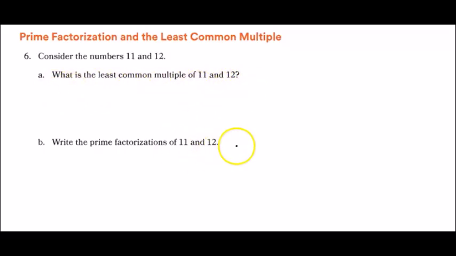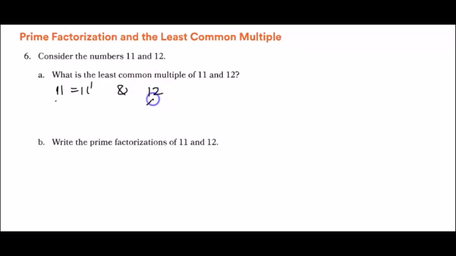When you get into bigger numbers, it gets a little more complicated. So the list of multiples of 11 would be 11, 22, 33, and the list is going to get long. So the easiest way to do this is to look at the prime factors. 11 is prime, so it's 11 to the first power.